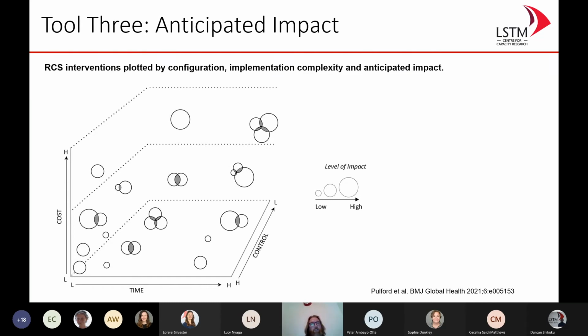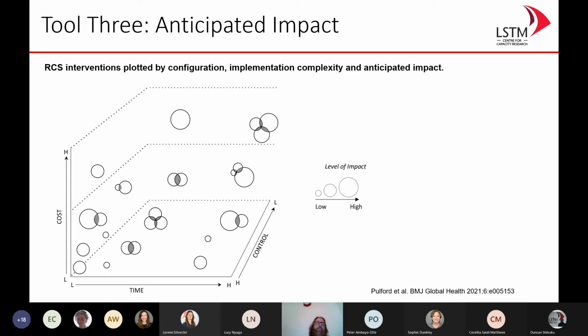So when you start to plot all these things together, as we've tried to do on this hypothetical figure here, you can see that the size of the circle indicates anticipated impact. Where you have a big circle that perhaps clusters close to the lower left-hand corner of this graphic, it's probably quite a good bet. So you're going to have a pretty big anticipated impact. It's not going to cost much. It's not going to take too much time, and it's highly under your control.